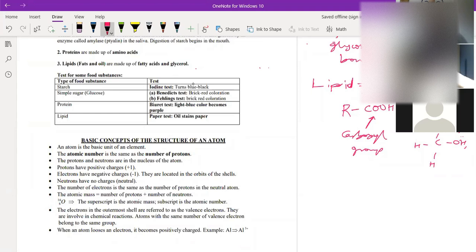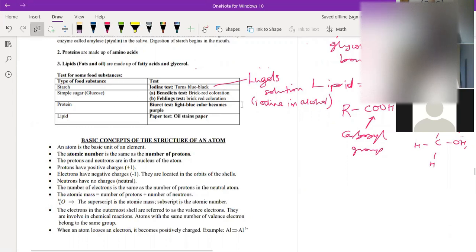Another name that you come across when you test for starch is Lugol's solution. If you come across Lugol solution, this is basically iodine in alcohol. We call that iodine tincture. Lugol solution is what is used to test for starch. So it's under the iodine, or you see the word Lugol solution. They like to use that Lugol, somebody's name, to test.